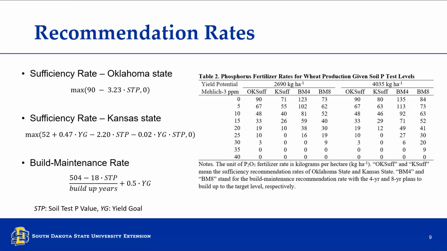So Oklahoma sufficiency is just based on soil test phosphorus. On the table, the left column is 2690 kilogram per hectare yield potential, and then the right column is 35, like, 35 kilogram per hectare yield potential. Oklahoma State sufficiency, based just on soil test phosphorus, is the same regardless of the difference in yield potential. But the hybrid sufficiency way is adjusted a little bit, so higher yield potential has a higher one. But build maintenance always requires more than sufficiency. So for build maintenance, a 4 year plan requires more fertilizer than 8 years. These numbers are just brought for explanation of the difference between sufficiency and the build maintenance recommendation rates.